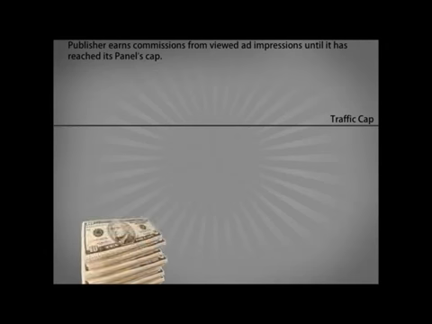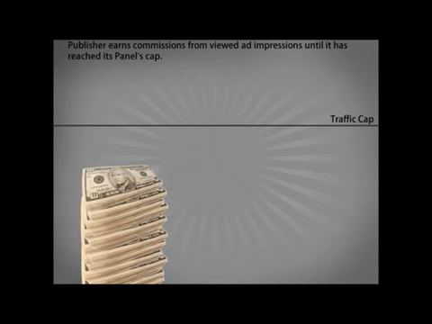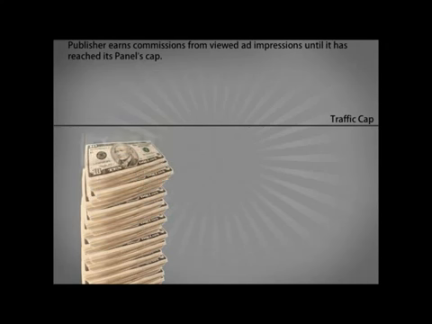That line there is your traffic cap. That means that's the maximum amount of commissions you can earn from a given panel. So let's say this is a green panel. That means the maximum amount of revenue a green panel can earn is $540. So here the panel is, and it's starting to earn money. You see, as traffic is coming in, it's earning revenue.